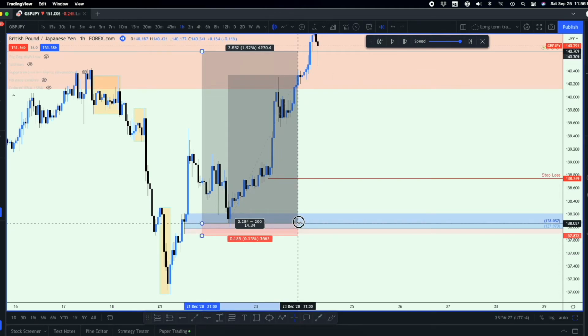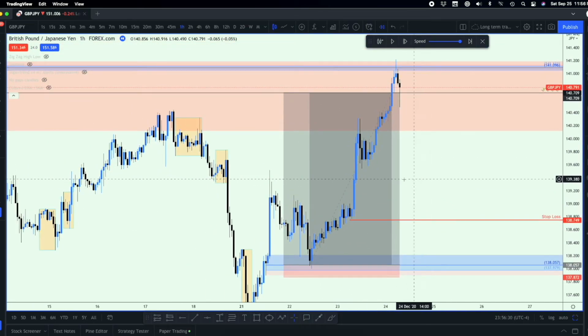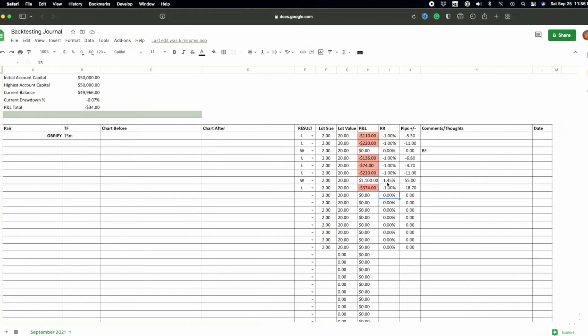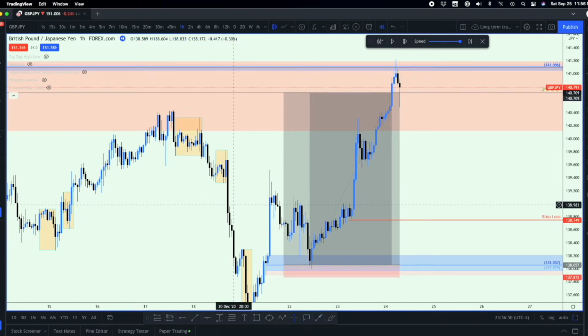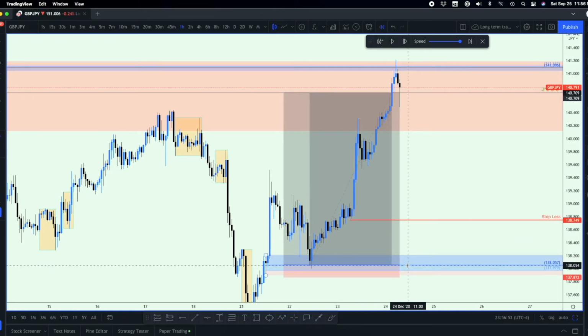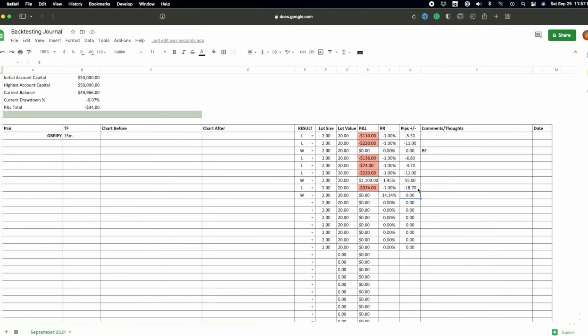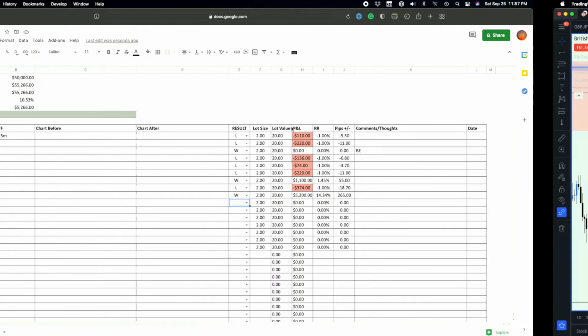TV smash at how many pips? Wait, what? 14.34% gain. So phenomenal gain. But is that 265 pips? Yeah, 265 pips. So up 10% on that account right now.